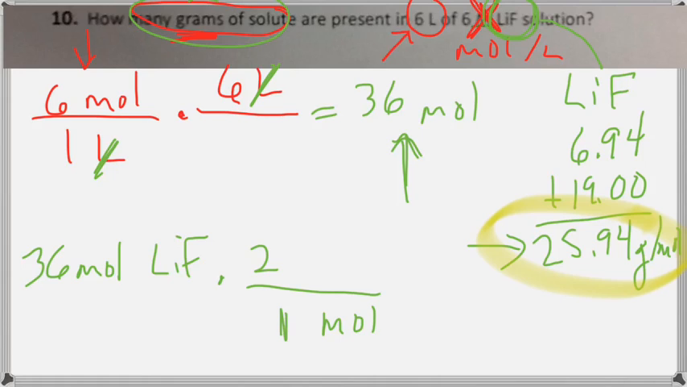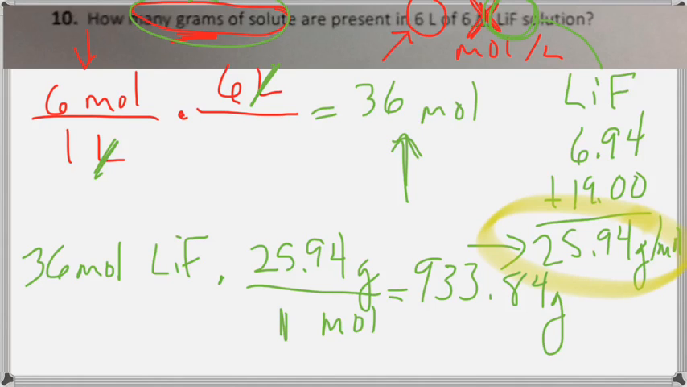And according to the periodic table, 1 mole equals whatever the molar mass is that you've calculated. In this case, we said it was 25.94 grams per mole. So 36 times 25.94, and we will get 933.84 grams. And that's your answer.